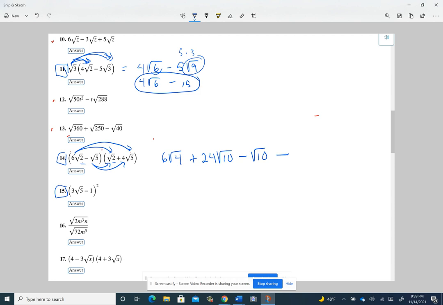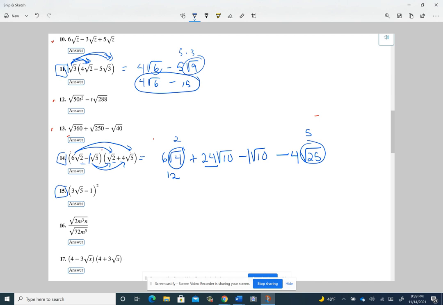And then a negative times a positive would be a minus. And it would be minus, and see how there's an understood 1 on that one. So it'd be 1 times 4, which is minus 4 square root of 25. Okay. All right. Then this square root of 4 would be 2. Square root of 25 would be 5. So we'll have 12. And then this is 24 square root of 10s minus 1 square root of 10.